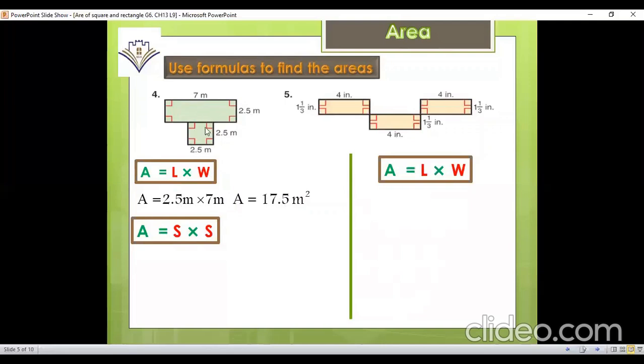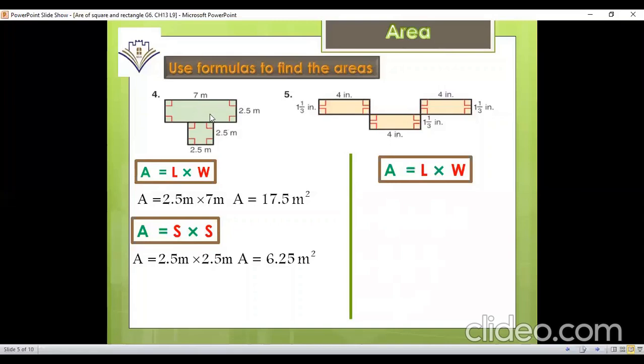The second is a square because the sides are equal. Then area of square equals side multiplied by side, which is 2.5 meter multiplied by 2.5 meter. Then the answer is 6.25 meter square, because we have one decimal place. The area of the rectangle is 17.5 meter square, and the area of the square is 6.25 meter square.